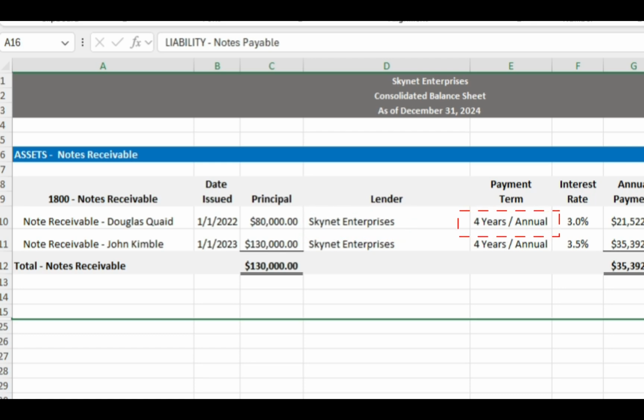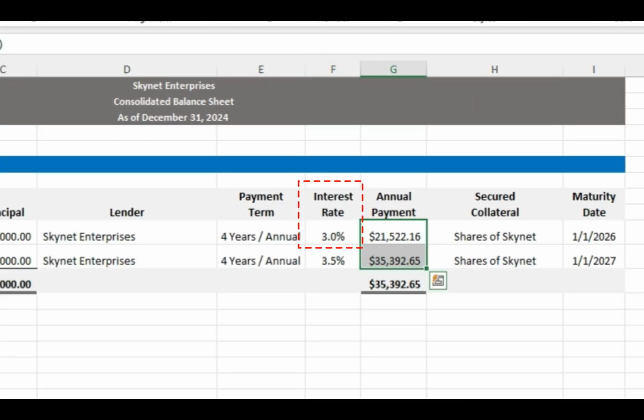And it's a 4-year promissory note. It's going to get paid back annually. You go to annual payments at a 3% interest rate. I actually wanted to clear these out. We're going to use the payment function to calculate the annual payment for these promissory notes. The collateral in this situation is shares of Skynet. So if Douglas Quaid defaults, he does not pay back this loan, Skynet's going to take the shares back from him, and they're going to kill the loan. And this loan is due 4 years from the time it was issued, so the maturity date is 1/1/2026.